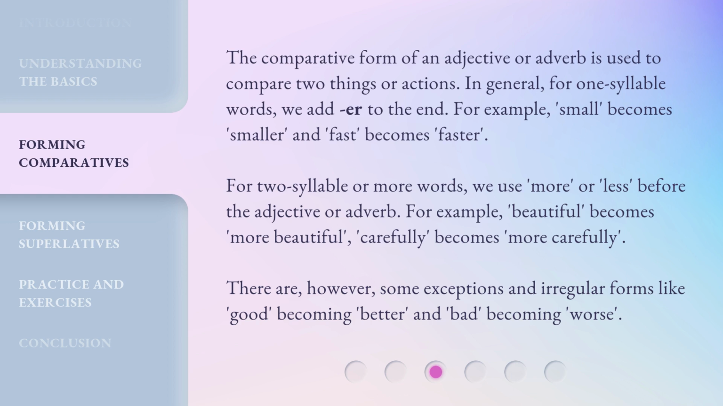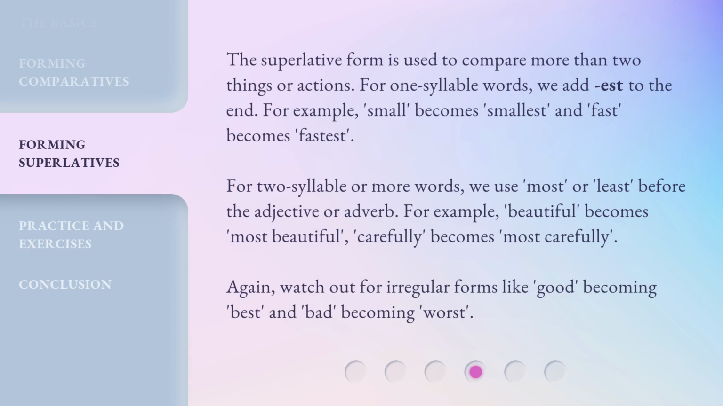For two-syllable or more words, we use more or less before the adjective or adverb. For example, beautiful becomes more beautiful, carefully becomes more carefully. There are, however, some exceptions and irregular forms like good becoming better and bad becoming worse.